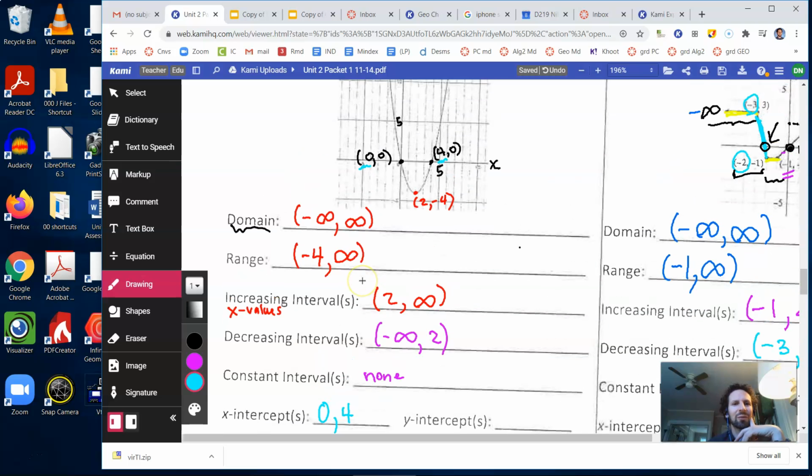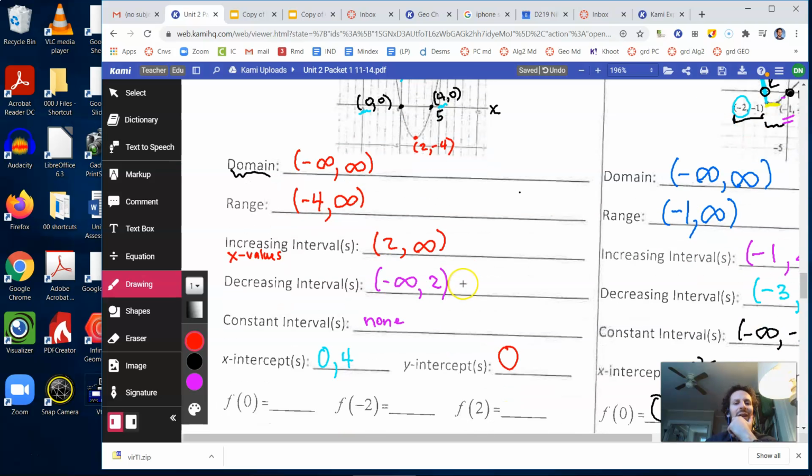For the y-intercept, we take the y-coordinate where it crosses the y-axis. So this is the y-axis right here. It crosses the y-axis at 0 right here. So therefore, our y-intercept is 0.